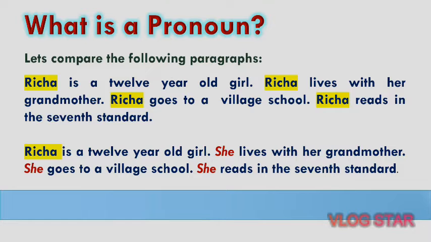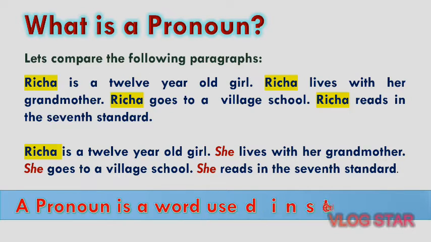And later on, the name Richa has been replaced by the word she. So here the particular word she has been used to replace the noun Richa. So this particular word she is considered a pronoun. Now if we try to deduce what a pronoun is: a word which is used instead of a noun. So a pronoun is used as a noun replacement. It replaces a noun. That is why the definition of a pronoun is that a pronoun is a word used instead of a noun or used in place of a noun.